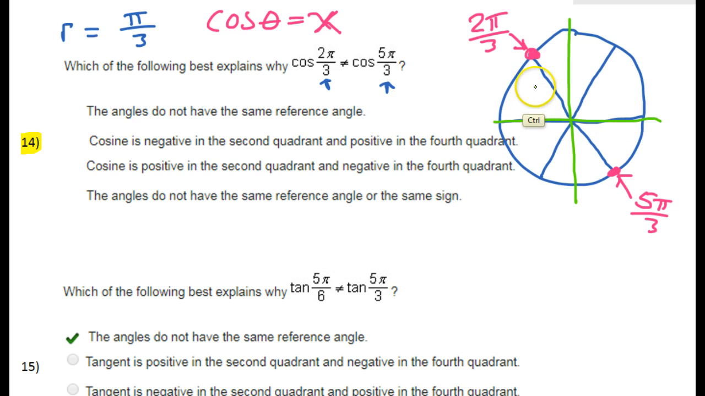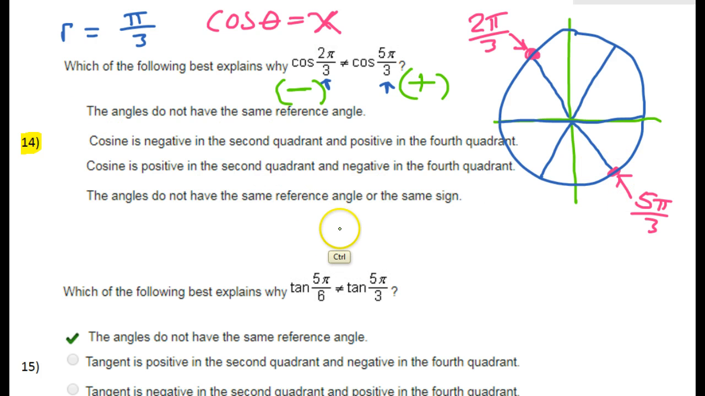So this x value is going to be negative because this is to the left. This x value is going to be positive because it's to the right. So this cosine should be a negative number at 2 pi over 3. This should be negative. And at 5 pi over 3, the cosine should be positive because the x values are positive in the fourth quadrant.